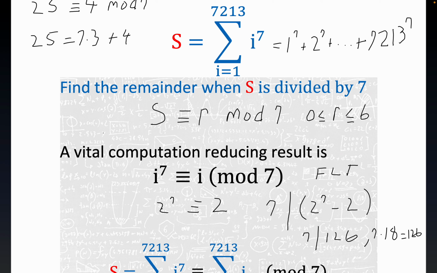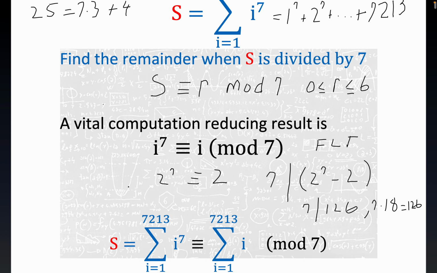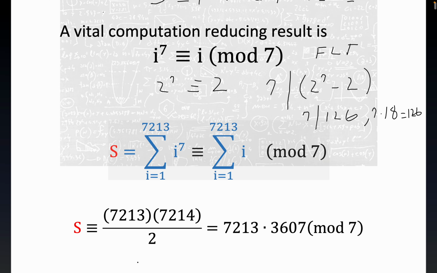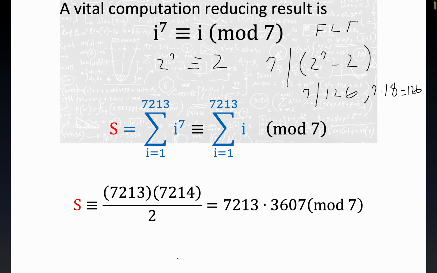And any other number in here, not just a prime, would produce something similar. So what that does for us, if we apply this to the summation, notice how the I to the 7th just becomes I. That's exactly what the statement says. So we've recast this summation in terms of something that's much easier to manage. This is very well known, the triangular numbers, where you can find the sum very easily by taking this upper limit and incrementing it. And so that's what we do right here, folks. 7214 divided by 2 is the 3607 you see right here.